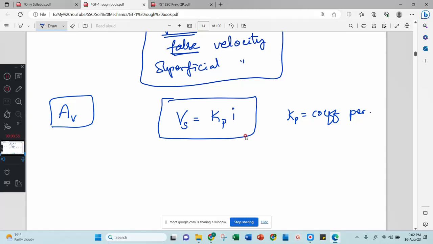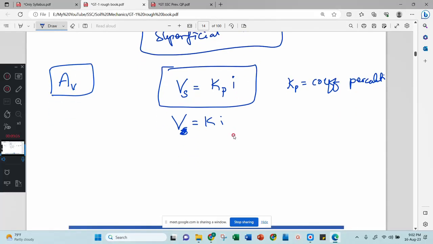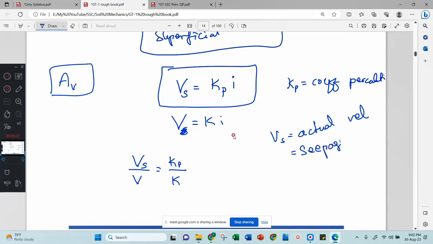Coefficient of percolation. Okay, now you have two equations, v equal to k into I and vs equal to kp into I. Then from here you can derive an equation like vs divided by v is equal to kp divided by k. Then what is this vs? Vs is the actual velocity. Vs is nothing but the seepage velocity. Vs is nothing but the true velocity. Then you can write another name for this one, the superficial discharge velocity.